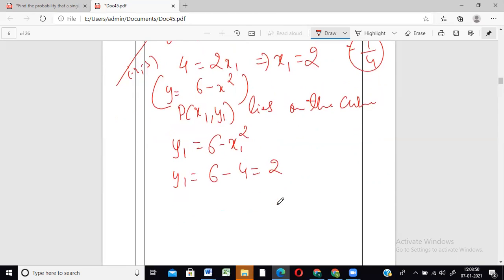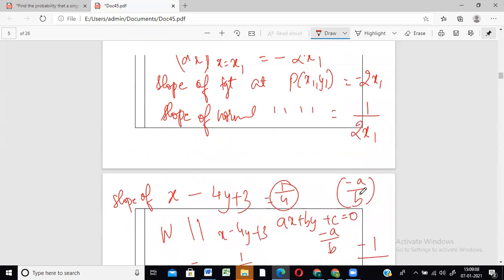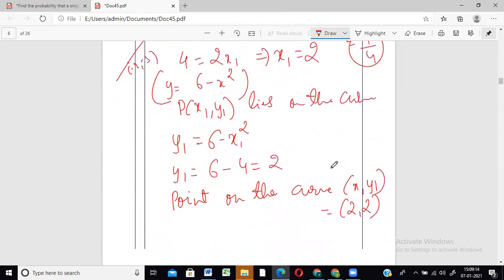Now what was our x1 and y1? Point on the curve, right? Hence we got the value of the point on the curve as x1 comma y1, which is equal to 2 comma 2. Now the problem is sorted. I think we know everything now, right? So initially, why couldn't we move ahead? Because of this x1. We couldn't directly substitute that in the equation. So we will substitute now.